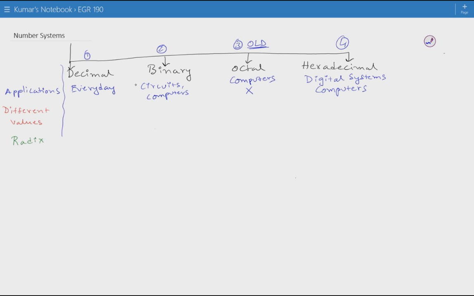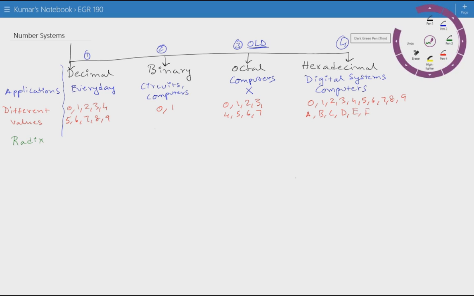In decimal, as we all know, the different values in a decimal number are 0, 1, 2, 3, 4, 5, 6, 7, 8, and 9. This is something we all know. In a binary, there are only two different values, which are 0 and 1. In octal, there are 8 different values, 0, 1, 2, 3, 4, 5, 6, and 7. In hexadecimal, we have 16 different values, 0, 1, 2, 3, 4, 5, 6, 7, 8, 9, and we don't have 10. It starts with A, B, C, D, E, and F.